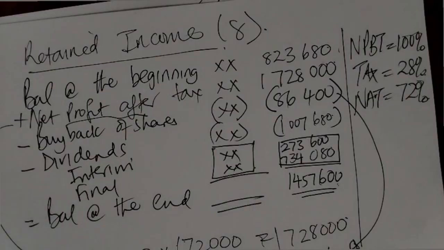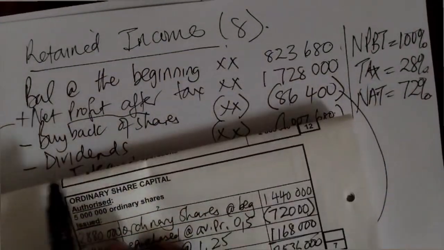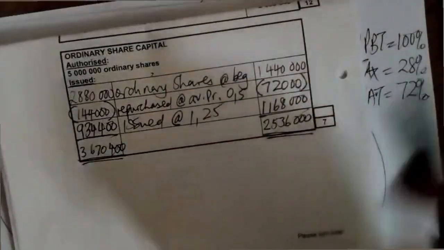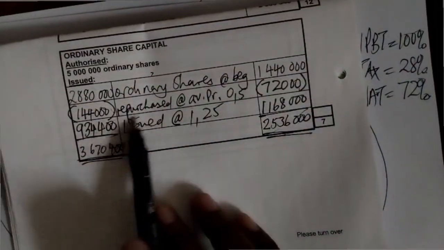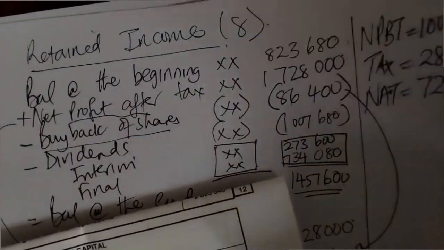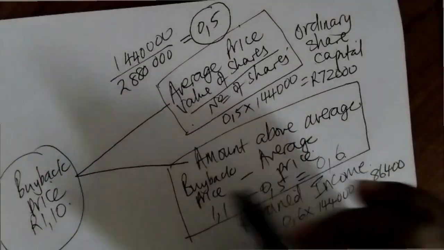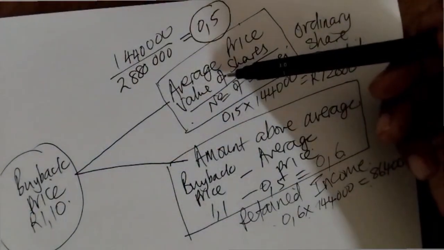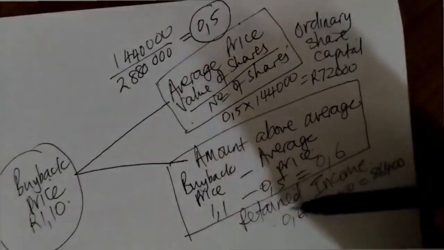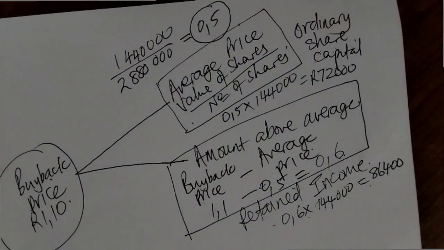The most critical thing, as you should have seen by now, is that in my retained income I have buyback of shares, and on my ordinary share capital I also have buyback of shares. That repurchase refers to the buyback. In order to do both of them, you need to do your buyback working, in order to split between your ordinary share capital, which is the average price, and your amount above average, which must go to your retained income. Thank you.